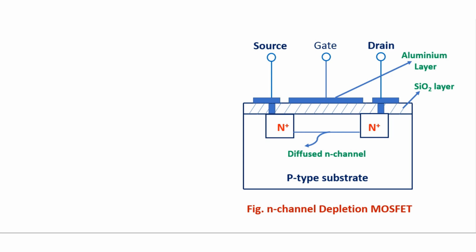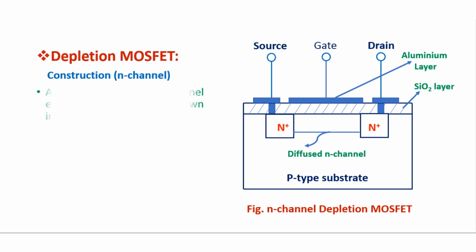Depletion MOSFET. Here is the construction of depletion MOSFET. A typical sketch of N-channel enhancement MOSFET is shown in this particular figure. This figure shows the N-channel depletion MOSFET. The depletion MOSFET contains a channel between the drain and source with proper charge carriers, which allows some current to flow initially.